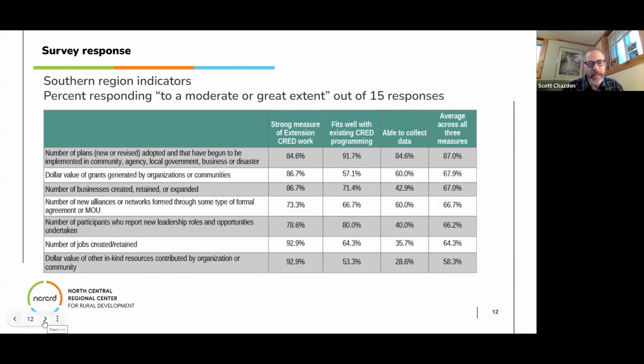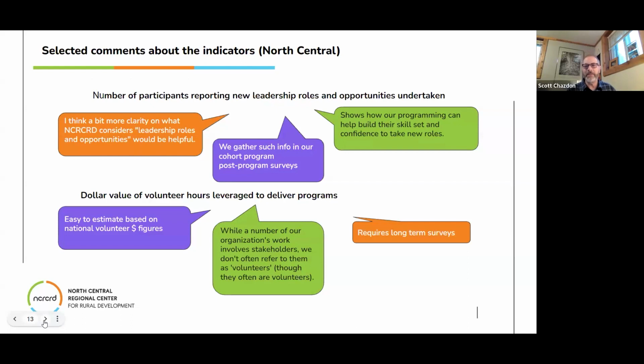So we also had a lot of open-ended questions, which I think were very interesting. I'm just going to walk you through some samples of the responses, because they really are pretty telling about the difficulties of doing something like indicators across a region. This is just for the North Central for the moment. For the indicator about participants reporting new leadership roles, one person wanted more clarity on what would be considered a leadership role and opportunity, so more specific definitions there.